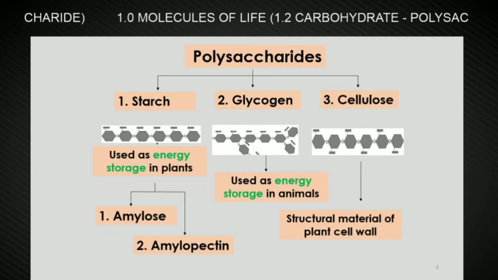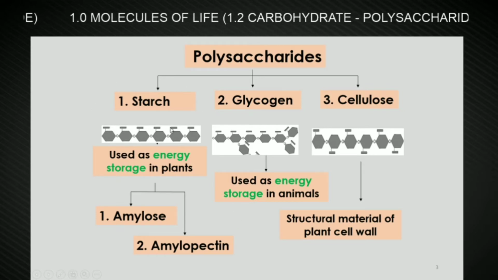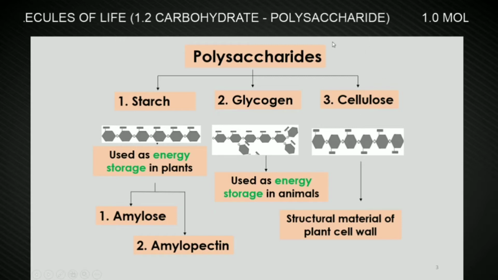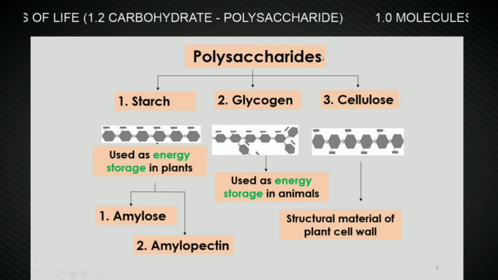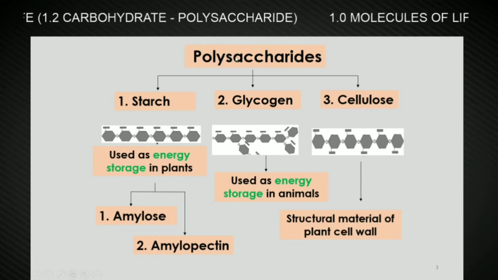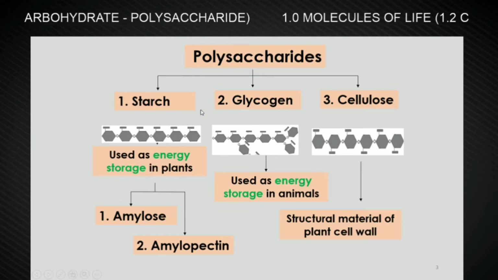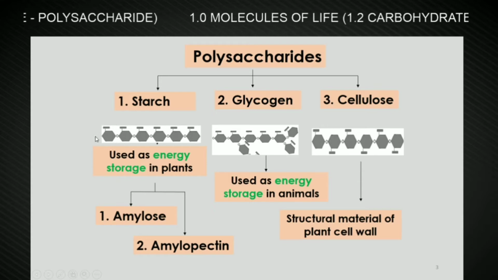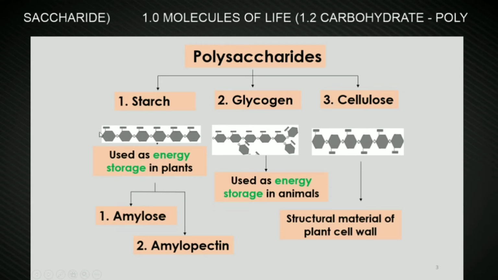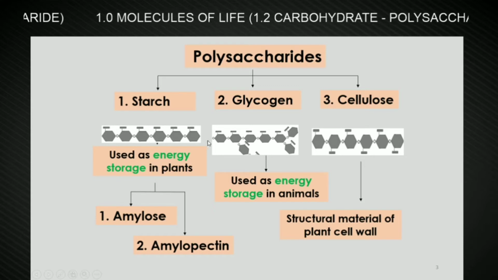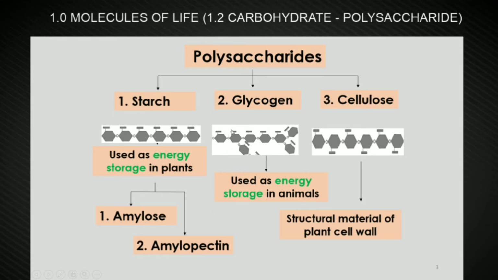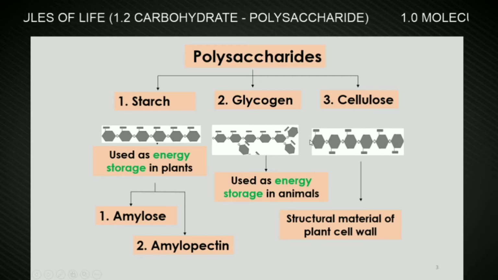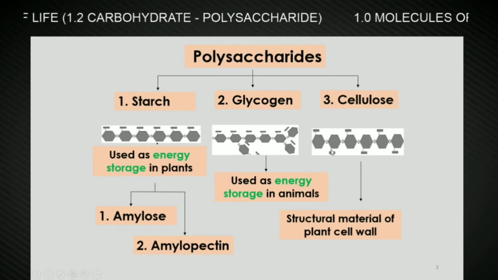Polysaccharide, as we know, can be divided into three, which is starch, glycogen, and cellulose. And polysaccharide is a macromolecule that is made up of 100 or 1000 monosaccharides. For example, starch is made up of monosaccharide alpha glucose. For glycogen, the monosaccharide is also alpha glucose. But for cellulose, the monomer is beta glucose.